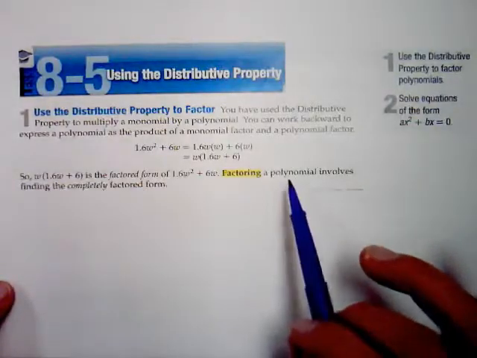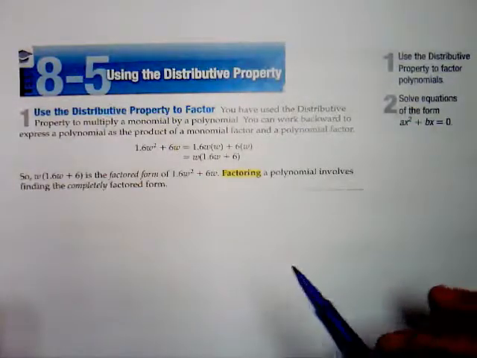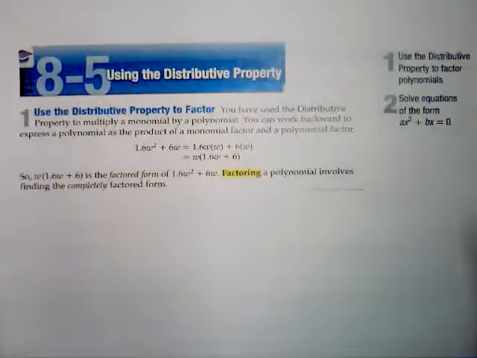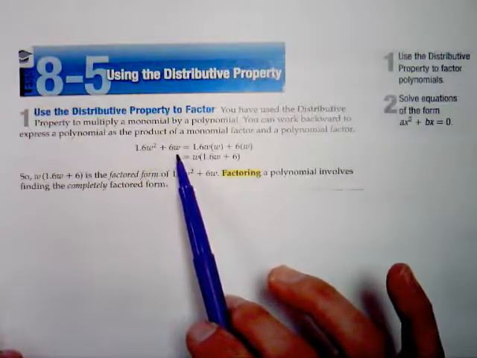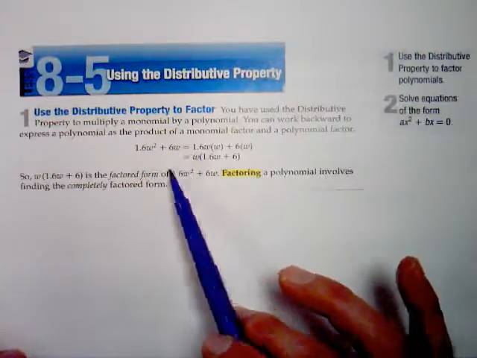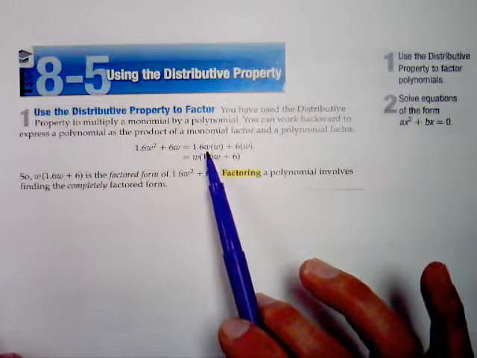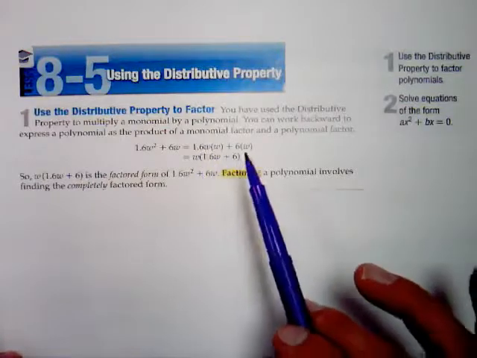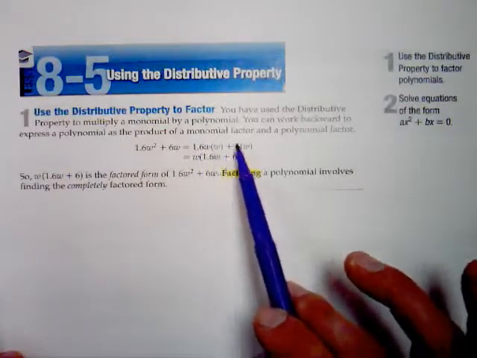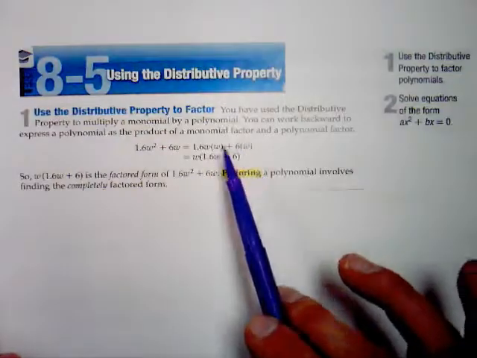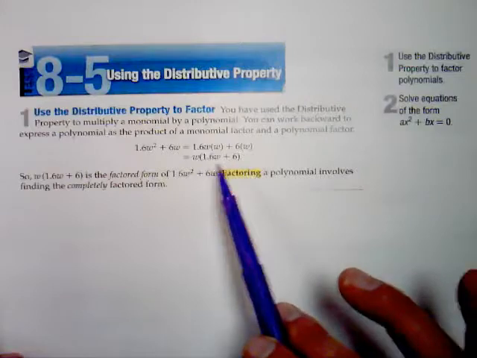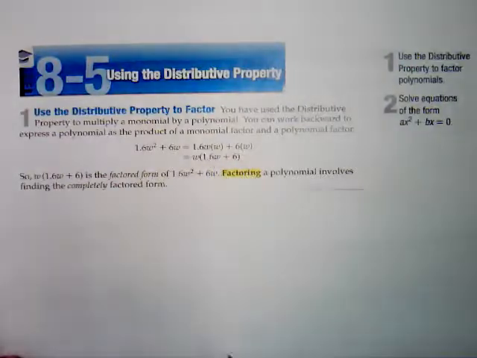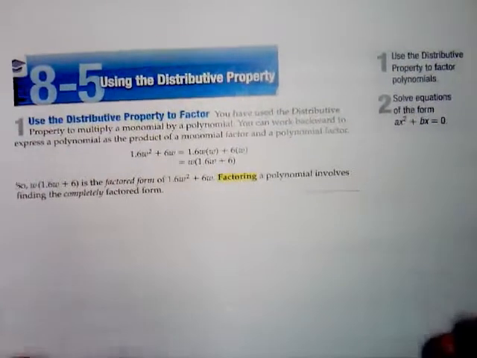When we talk about factoring a polynomial, that involves finding the completely factored form, or taking anything out. Here's an example. If I have 1.6w squared plus 6w, I can rewrite that as 1.6w times w, that's w squared, plus 6 times w. The w is the common factor, so I take that out or factor it out. Inside the parentheses I have what is left, which would be 1.6w plus 6.